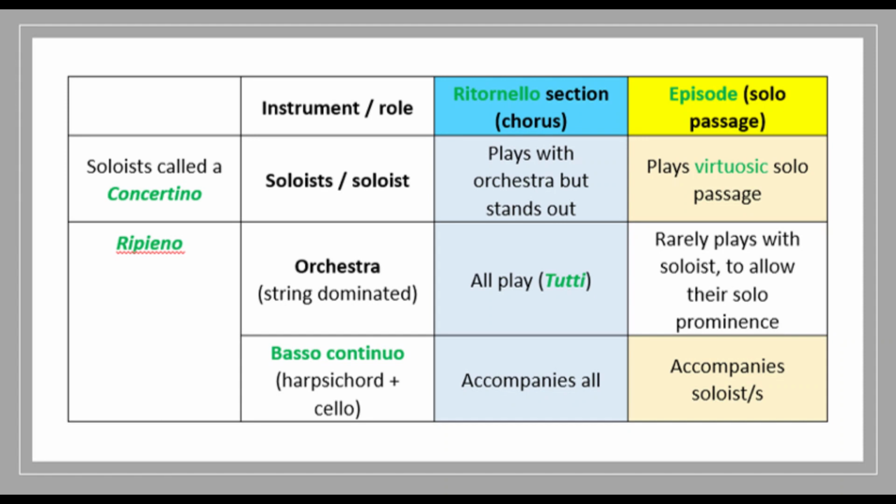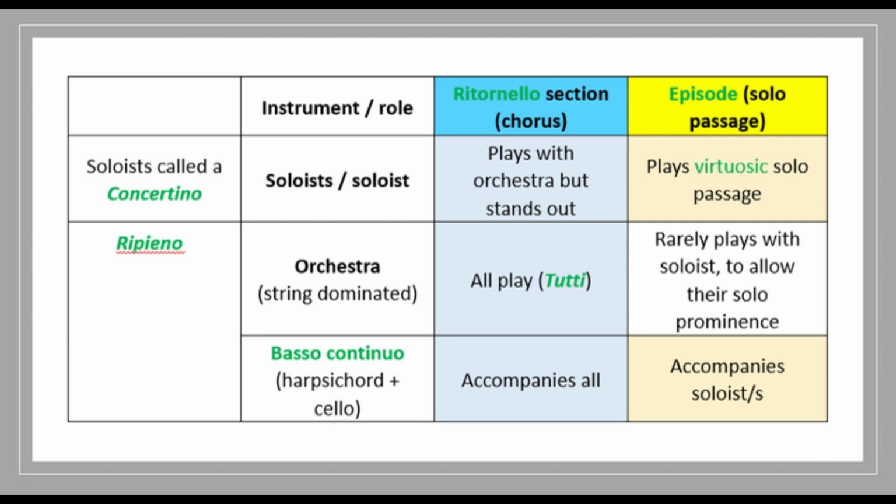Okay, so we've got to the end of the video, and I want us just to reflect on the learning points for today, which was to get your head around the roles of the different instruments within the orchestra, and also the way that contrast was created through Ritornello Form as a specific structure in the Baroque period.